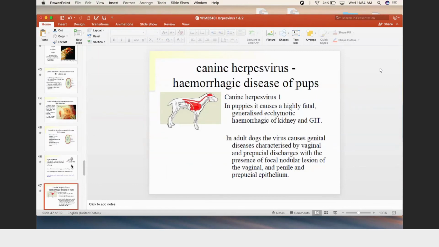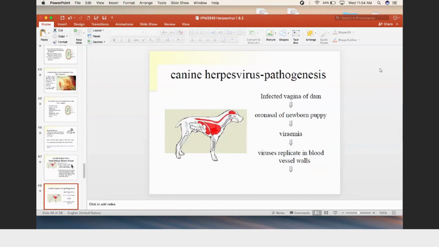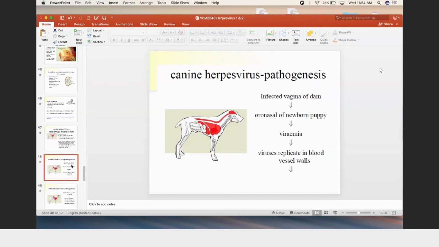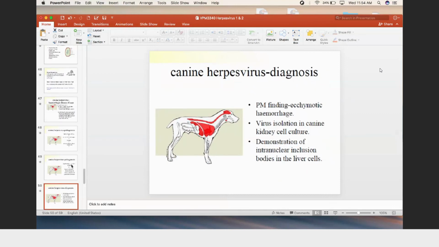Okay, this is canine herpesvirus. I don't want to cover this one. You can read on your own. It's very similar to herpesvirus.